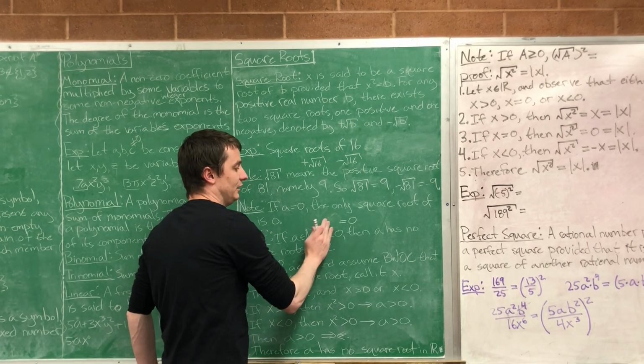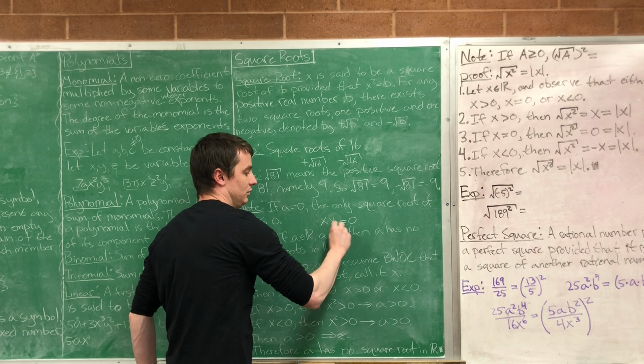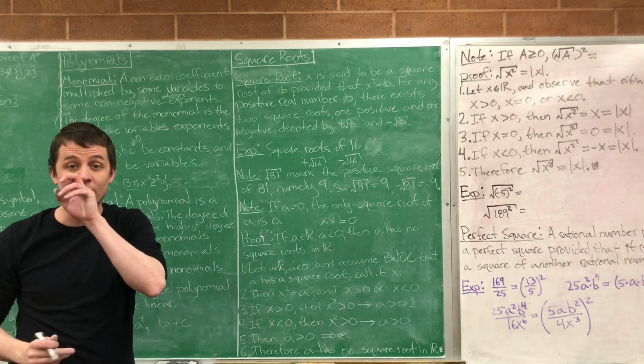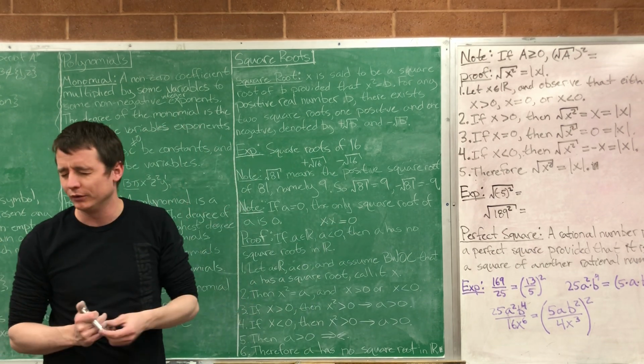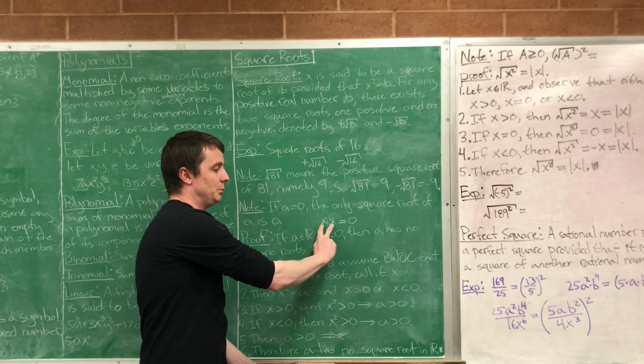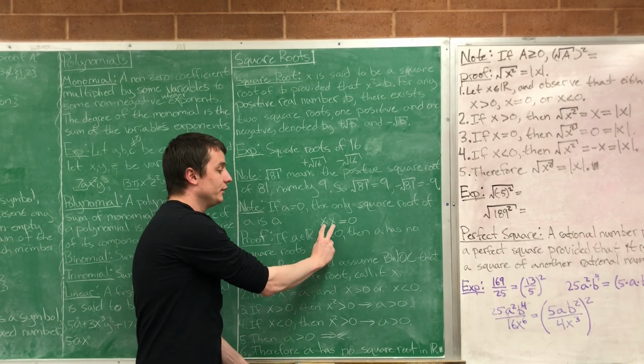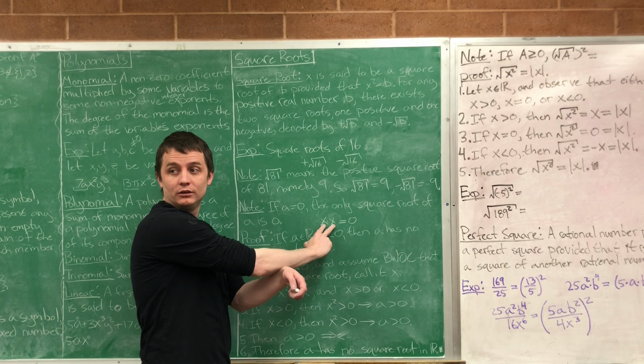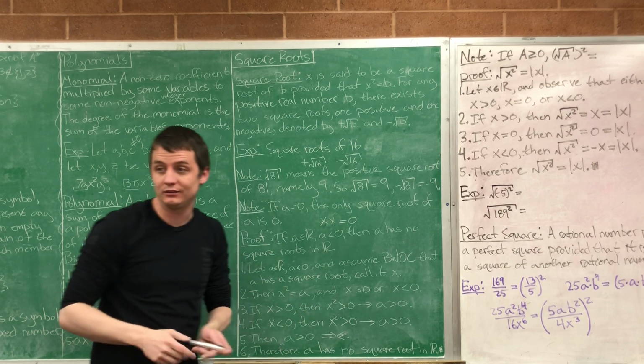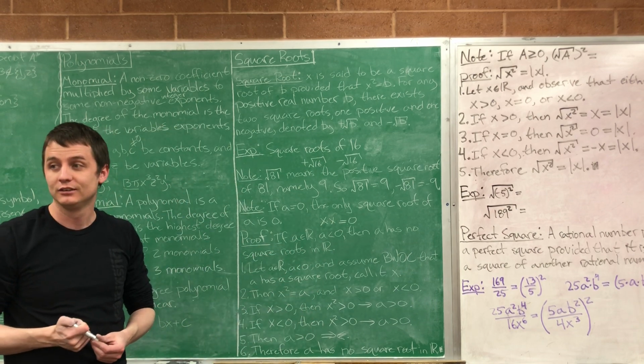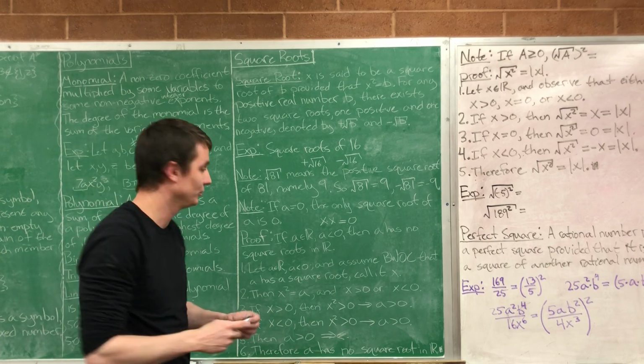X squared is the same thing as x times x, right? And you might remember way, way back, we already proved that if the product of 2 numbers is equal to 0, one of those 2 numbers has to be 0. So either x is 0 or x is 0. So x is 0, and it's its only square root.